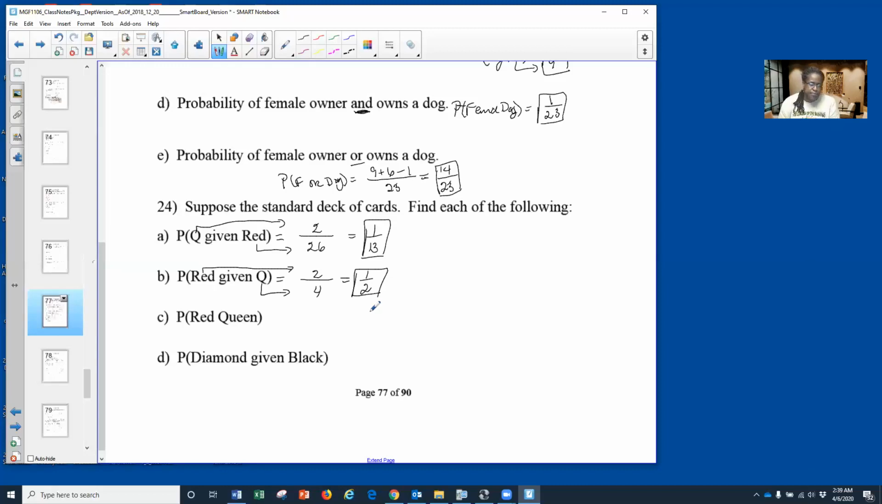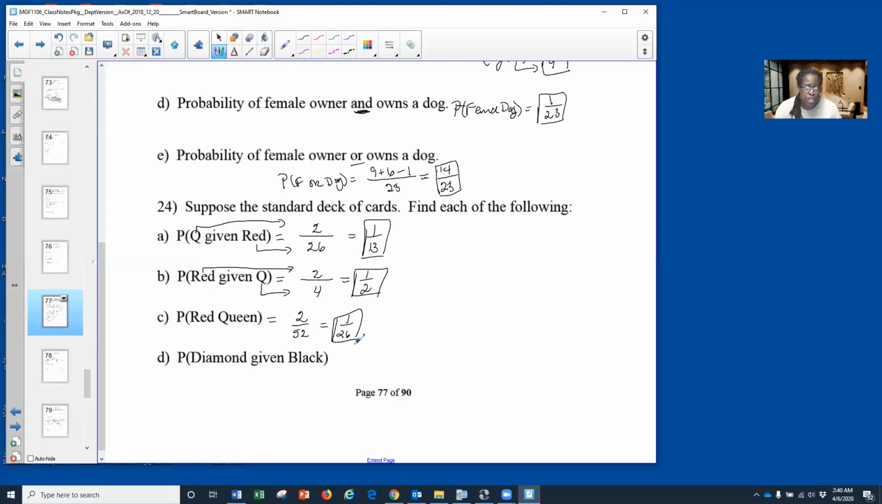All right. Probability of a red queen. Did they give us the word given? Nope. We don't have an "and" or "or." We just want to know what's the probability of us getting a red queen. How many red queens do we have in the deck? Yep, 2. 2 out of how many? 52. So here's our standard probability of our deck. So 2 out of 52, and that reduces to 1 over 26.